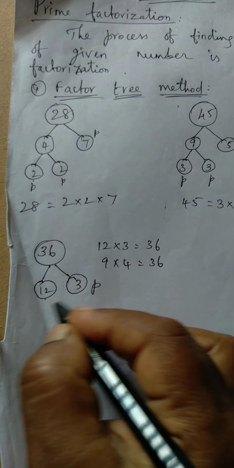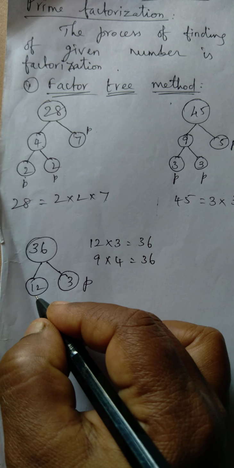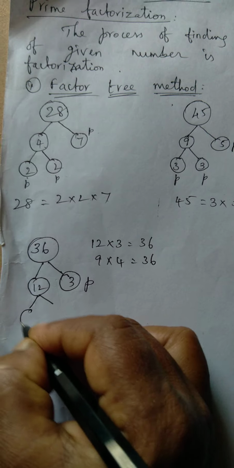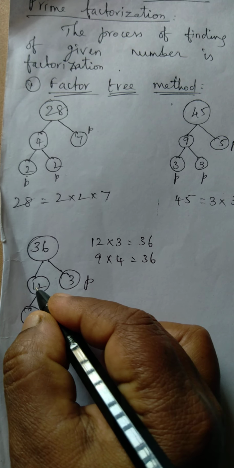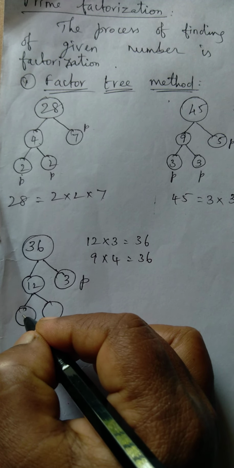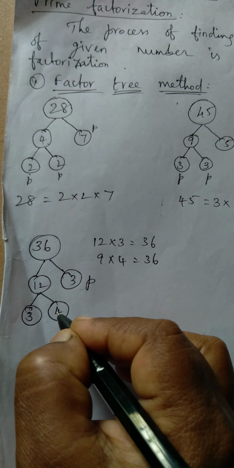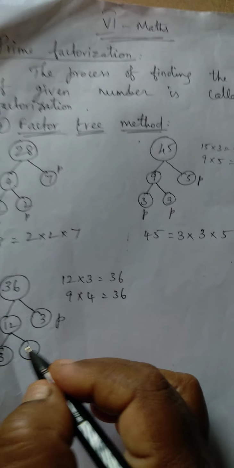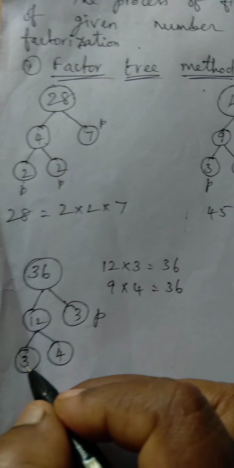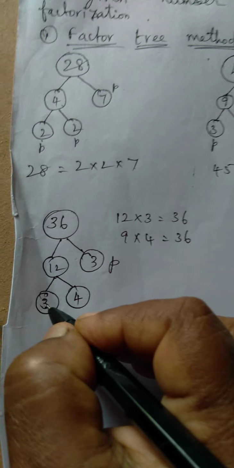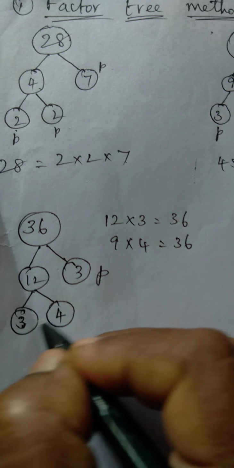3 is odd prime. 12 is composite. So you write composite numbers as a product of prime factors. Here 12 is the product of 3 and 4, since 3 4s are 12. 2 6s are also 12. So you can write any. I will write 3 and 4.